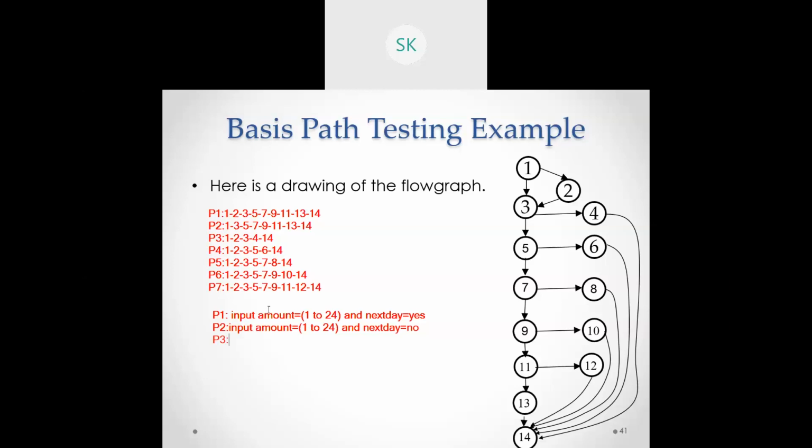Next, P3. P3 takes 1 to 2, 2 to 3, followed by 3 to 4 and 14. So the input you need to choose here is amount equal to, what is the amount that you need to choose? It should be greater than or equal to 1000.